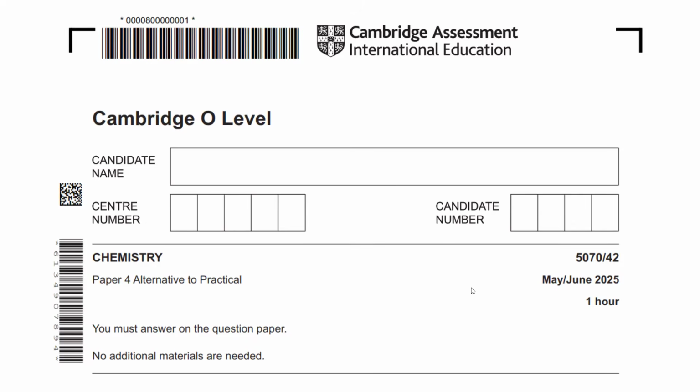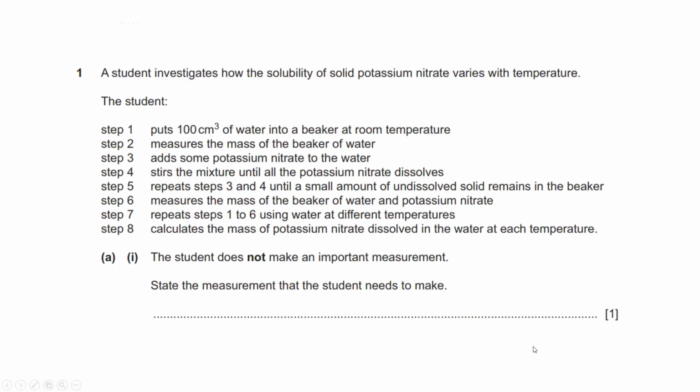Okay, so let's start. Before we start, we have to remember that in the exam, we'll be given 1 hour to complete this paper. So let's move ahead. The first question says, a student investigates how the solubility of potassium nitrate varies with temperature. The student does these 8 steps. All these 8 steps are written here.